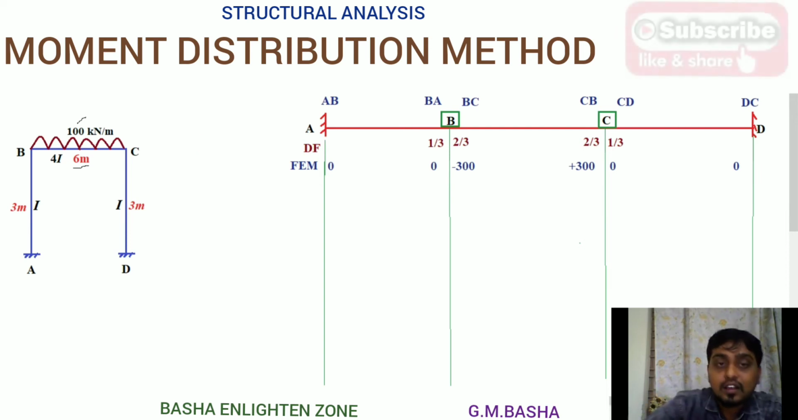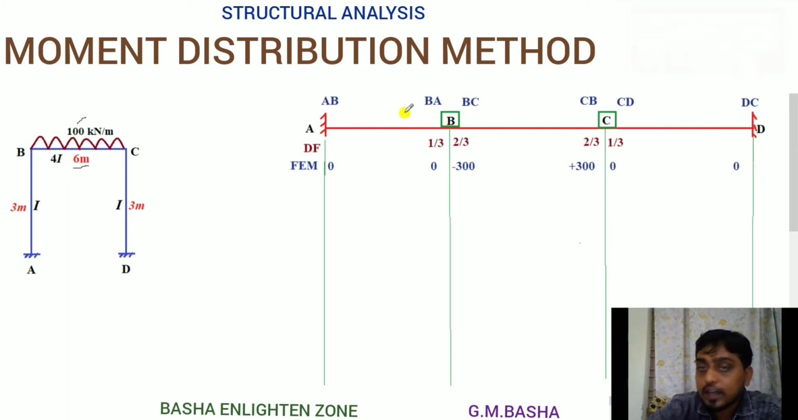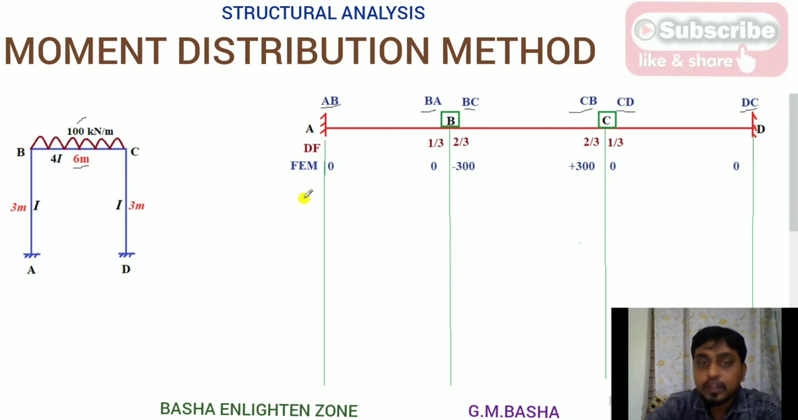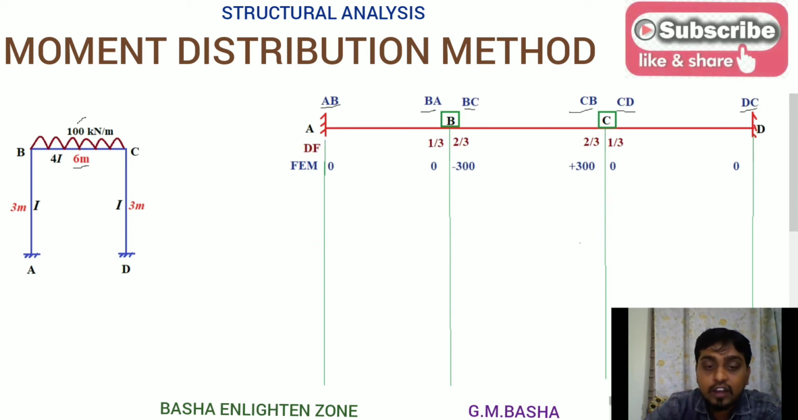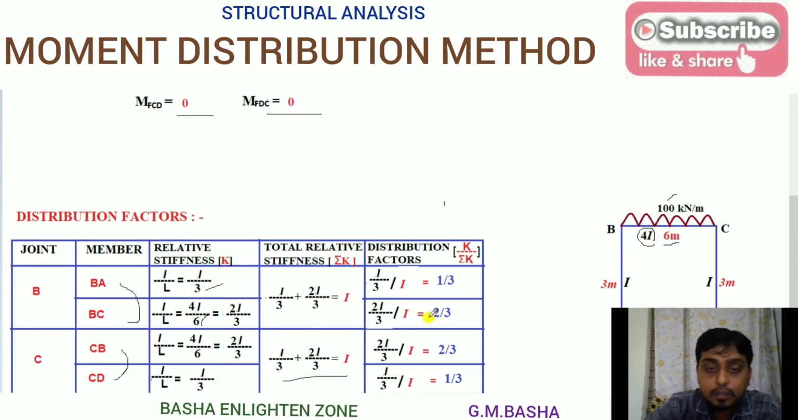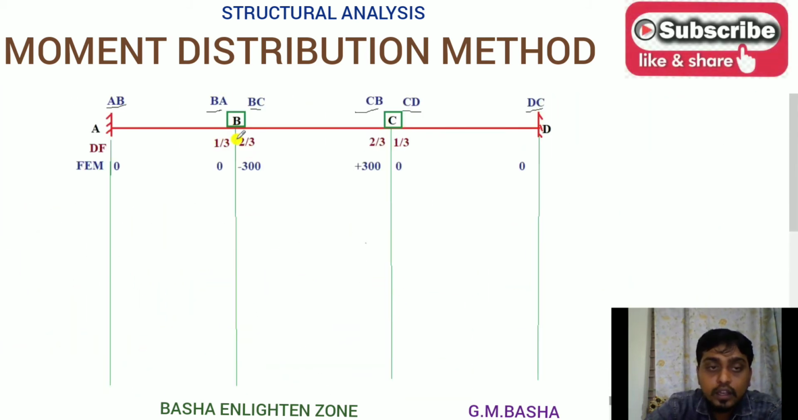Then joints A, B, C, D are the joints, and members AB will be taken here. Similarly for BA, BC, CB, CD and DC. Distribution factors, what we calculated in the last step: 1 by 3 for BA, 2 by 3 for BC. Similarly, CB 2 by 3, CD 1 by 3. As usual, I am taking here 1 by 3, 2 by 3, 2 by 3, 1 by 3.